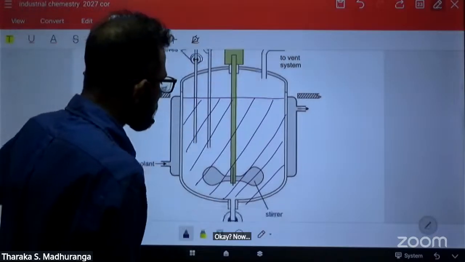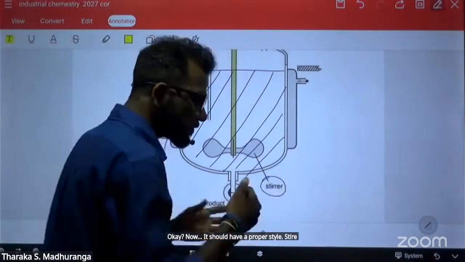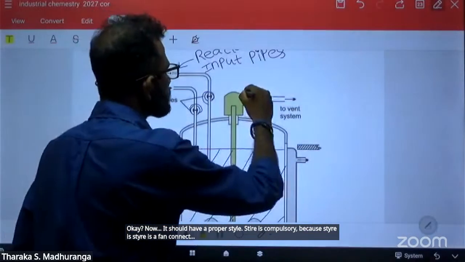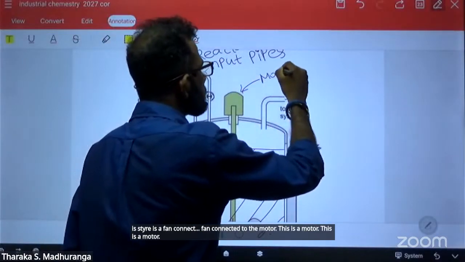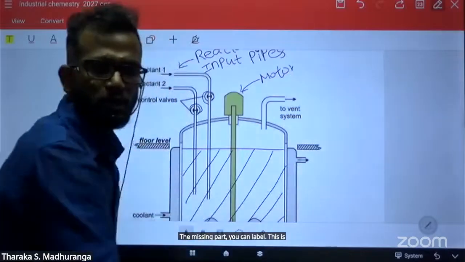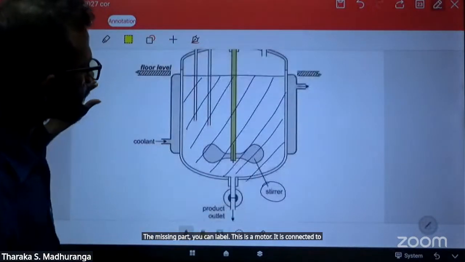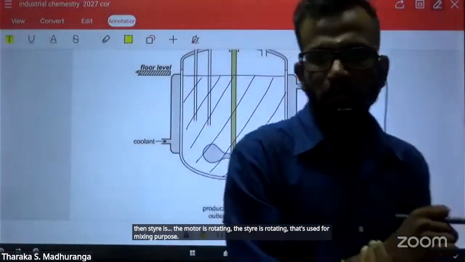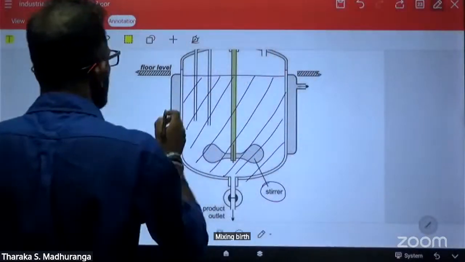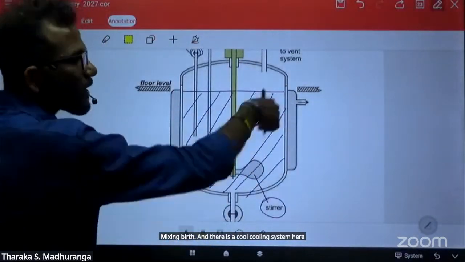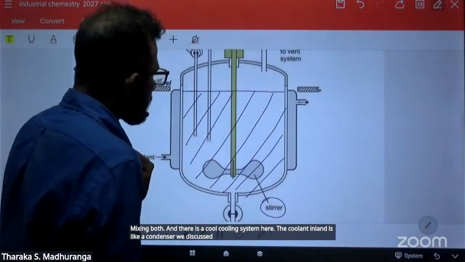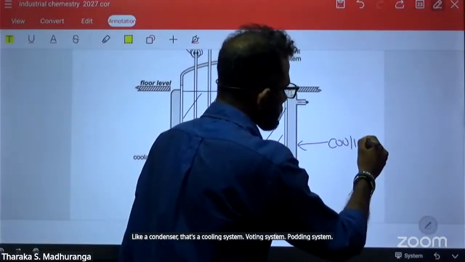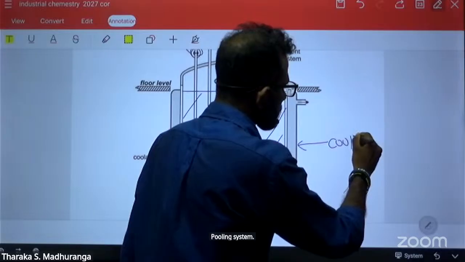Now it should have a proper stirrer. A stirrer is compulsory because a stirrer is a fan connected to a motor. This is a motor, the missing part you can label. It is connected to the stirrer. When the motor is rotating, the stirrer is rotating. That's used for mixing purposes. And there is a cooling system here, the coolant in, like a condenser we discussed in the last lesson. That's a cooling system.